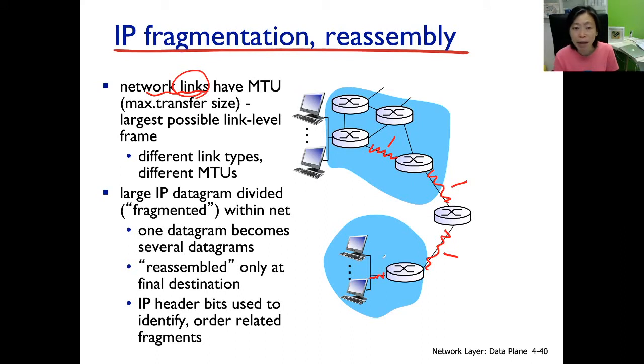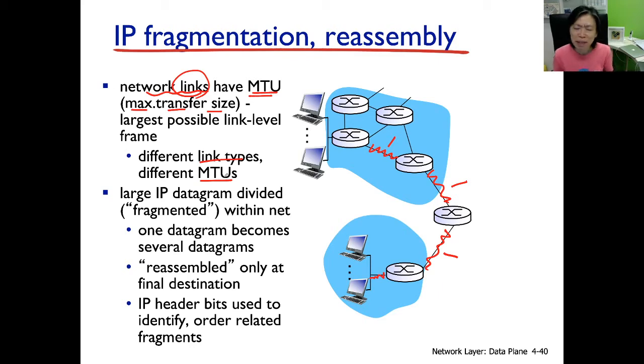So these packets might be going through different link layer technologies, running different link layer protocols. In those protocols, they might have different MTUs defined. This is the maximum transfer size, essentially the maximum packet size at the link layer. So different link types have different MTUs. Some of these MTUs can be smaller than the IP datagram size. In this case, we need to break the IP datagrams into smaller parts before passing them out to the link layer.